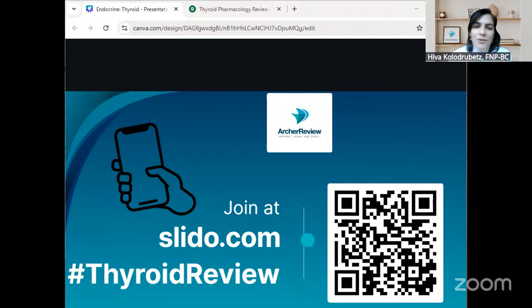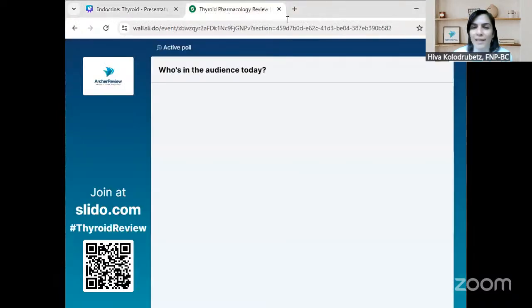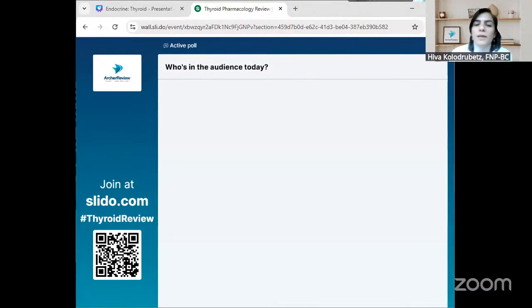So if you've used it before, you know you can scan this QR code and it'll go to slido.com. If you don't like to do it on your phone and you want to keep it on your computer screen, you can just go to slido.com and put in the hashtag thyroid review. That should be sufficient to get in there. And the first poll is already launched for you. I'd love for you guys to play around with this before we get into the content, just so we can all get really comfortable with Slido. So I just have some opening Slido polls in there just to get to know my audience, see who's in the audience today. So go ahead and tell me who's in the audience.